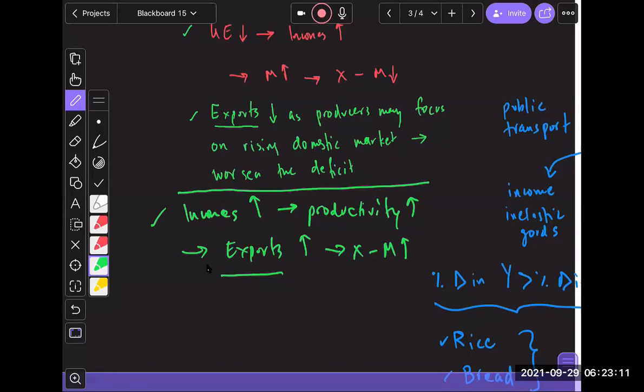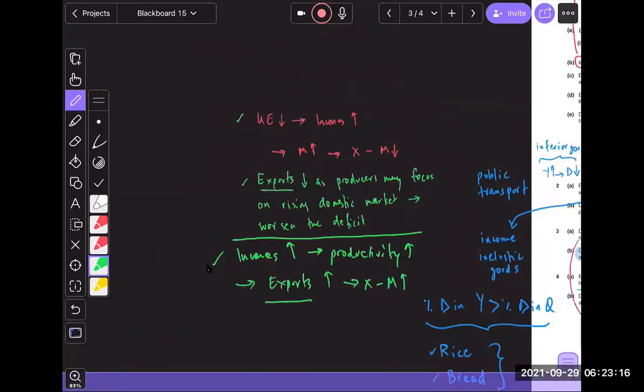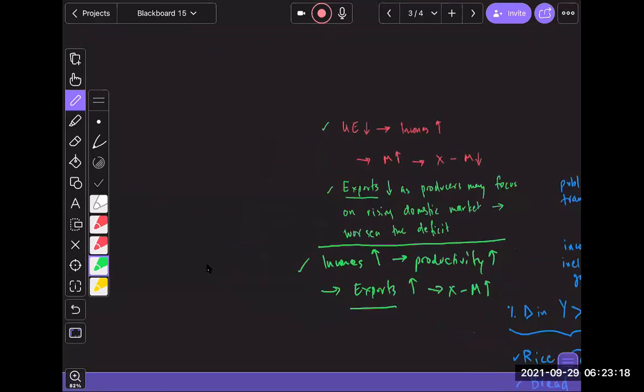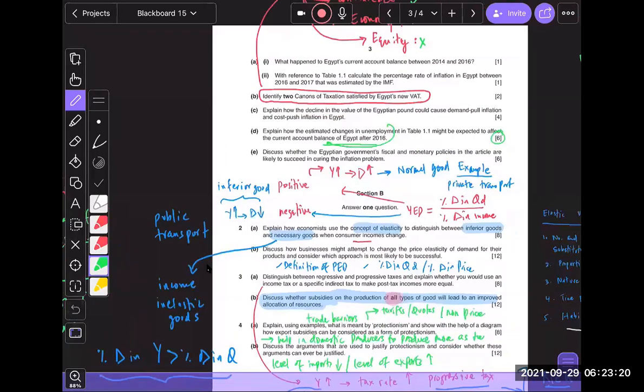Make sense? Are we good? Any questions about this, guys? Are we good to move on?